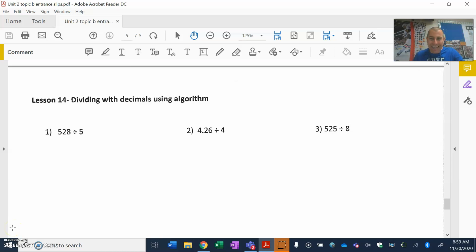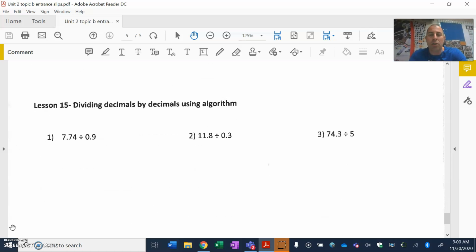Let's continue with our dividing with decimals. All right, so we were looking at lesson 14, and the whole idea here is that the decimal has shown up. Things we want to keep in mind: we're pushing that decimal up. Sometimes we have to add the decimal, and then we have to add zeros to keep that process going. So let's take a look down below.